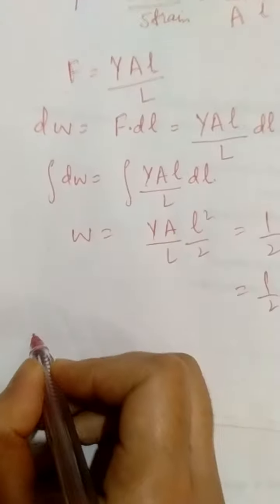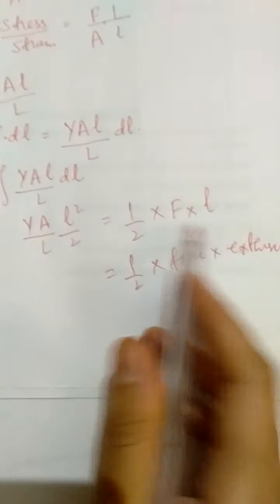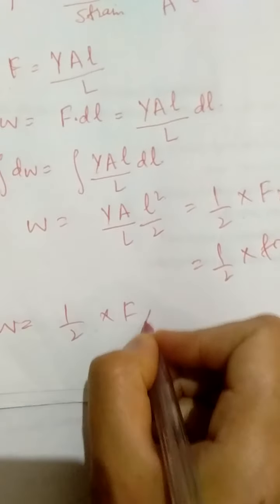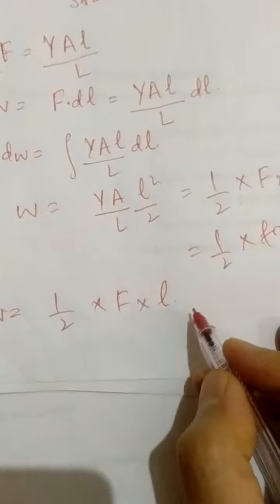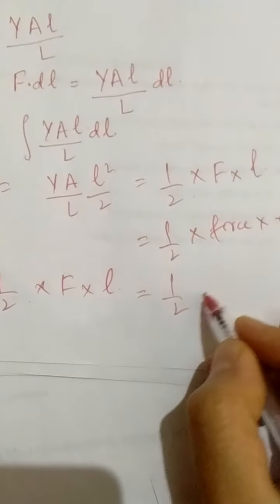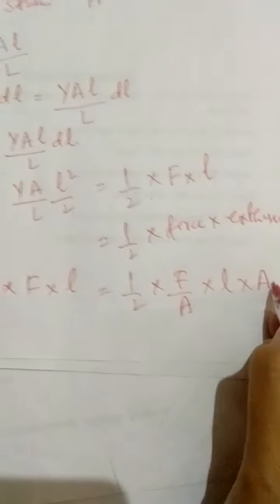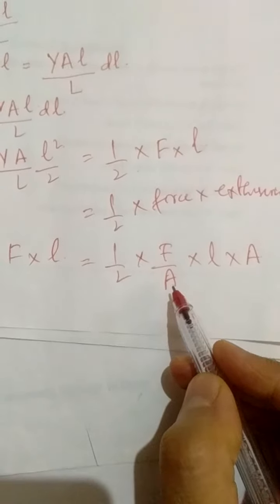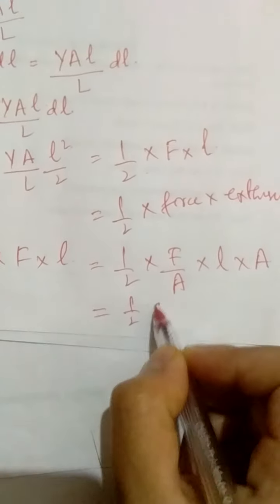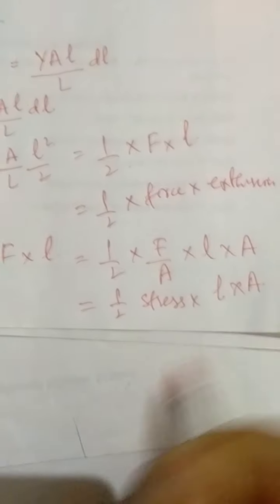So we can also manipulate this expression. W will also be given by, since it is half of F into l, so let us manipulate it. We can choose to multiply and divide by A, so it is half of F by A into l into A. All we have done is that we have divided and multiplied by A. So force per unit area is stress, so it is half of stress into l into A, right?